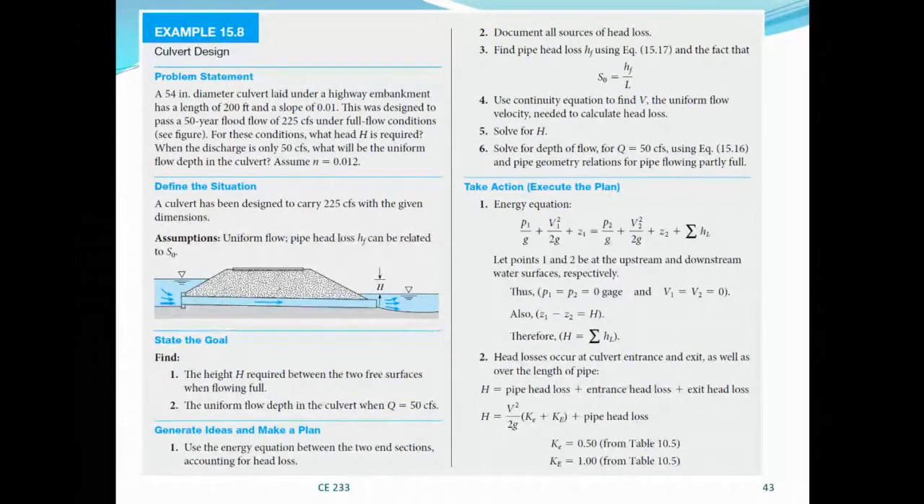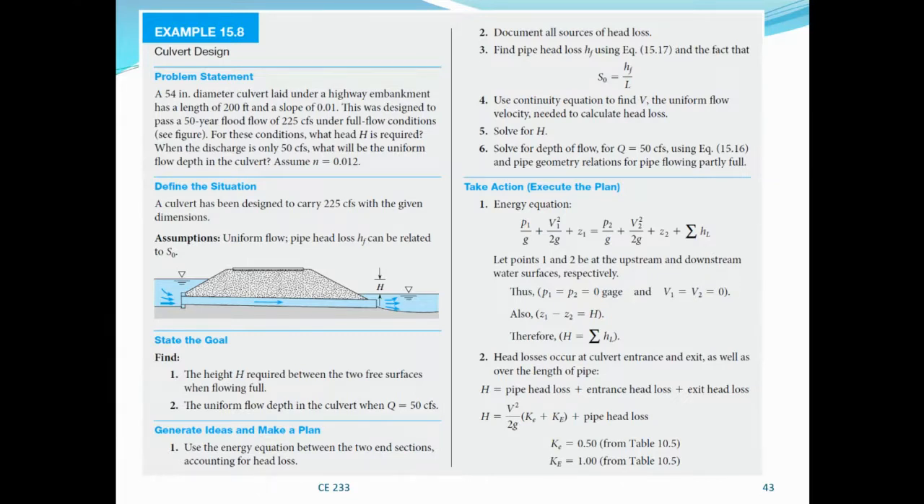For these conditions, what head H is required? Which is this one. You can see the head H. What head H is required? When the discharge is only 50 cubic feet per second, what will be the uniform flow depth in the culvert? Assume N to be 0.012.